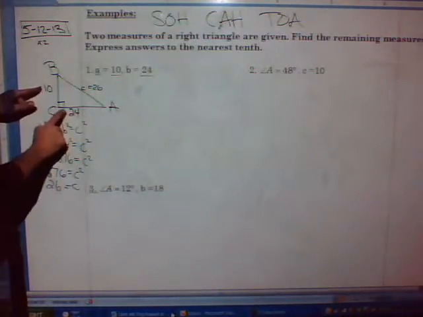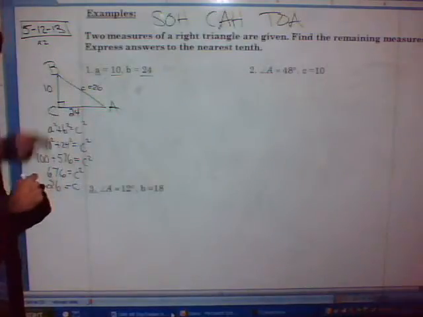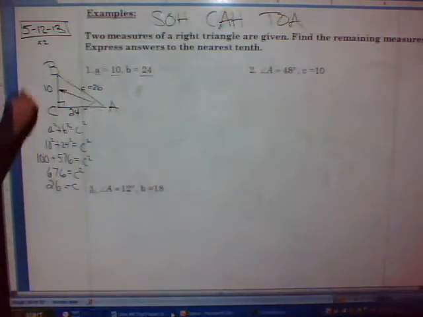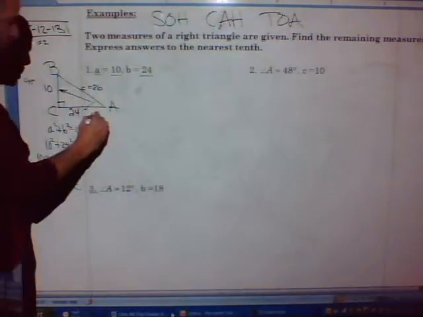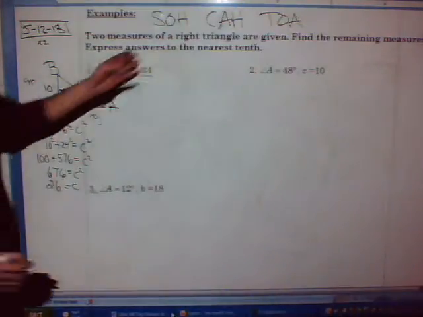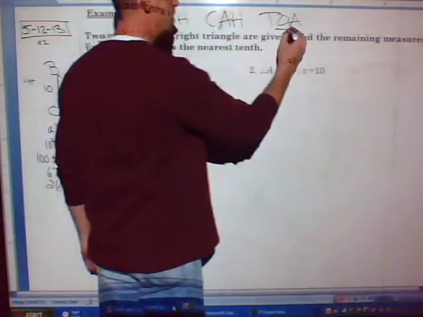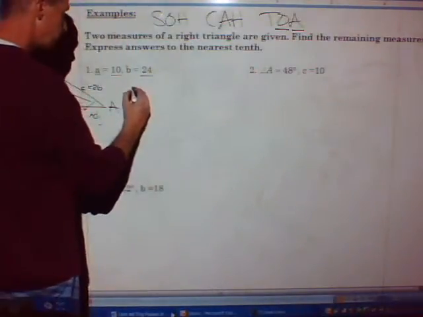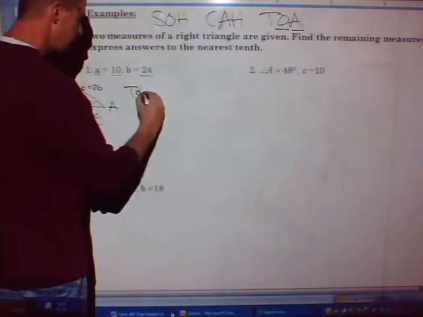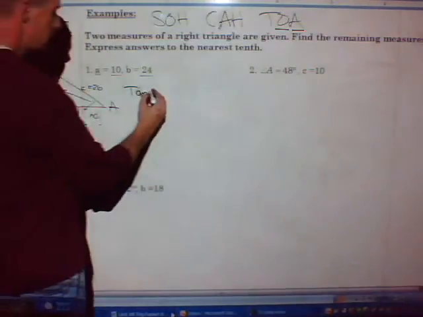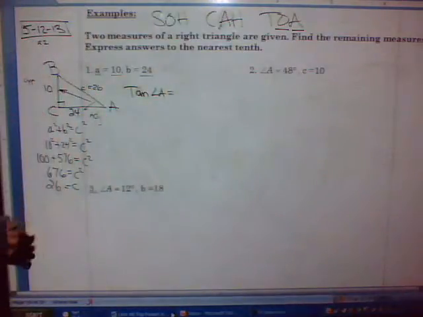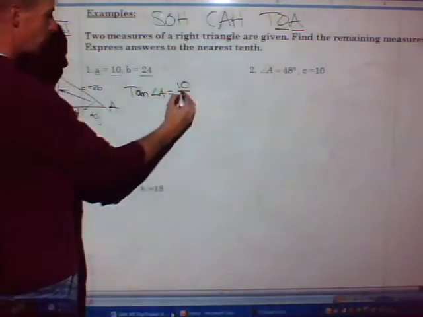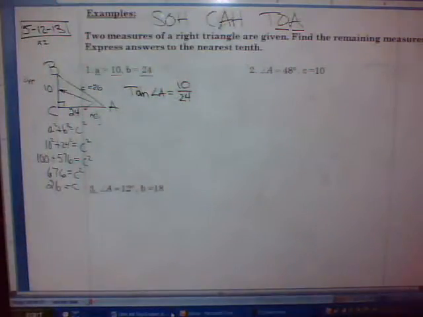So what I need to know is where are these compared to the angle I'm looking for. Well, the 10 looks like it's opposite. That's opposite. And the 24 is adjacent. So this is opposite. This is adjacent. So opposite and adjacent, that's the tangent. So we're going to need to use tangent here. So we're going to have the tangent of our angle, angle A, equals opposite, which was 10, over 24, which was the adjacent.